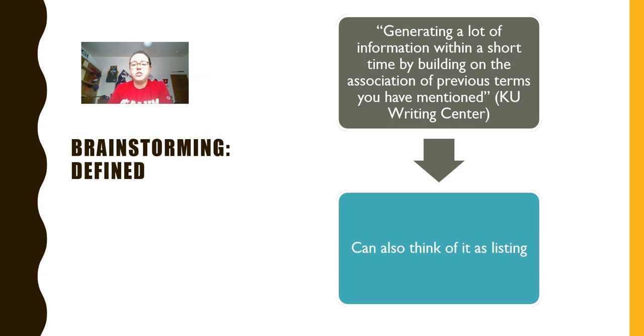Now, the University of Kansas writing center defines brainstorming as generating a lot of information within a short time by building on association from previous terms you have mentioned. You can also think of it as listing. So basically going from one idea to the next as it comes to your mind while you are thinking about the topic that you're writing on.